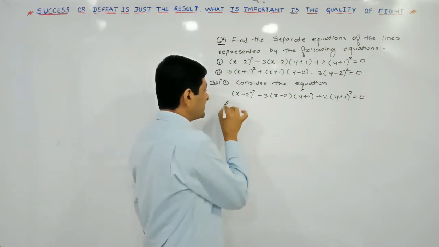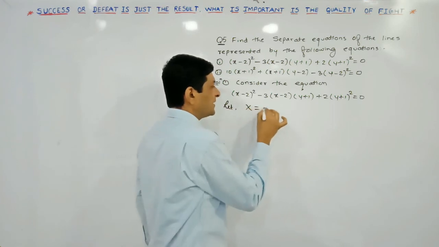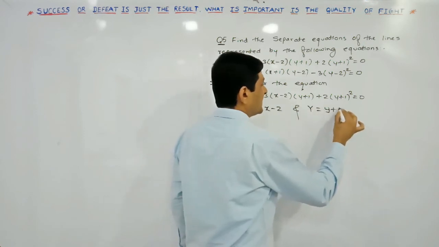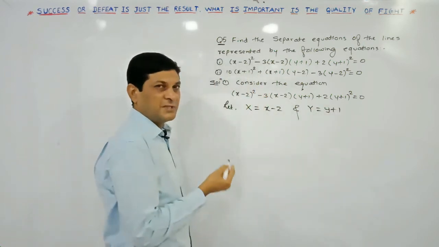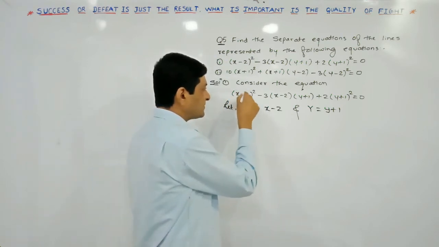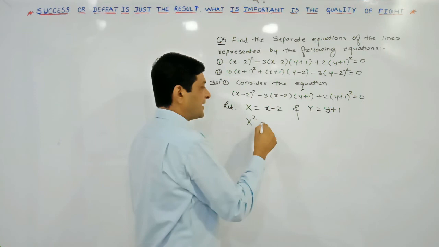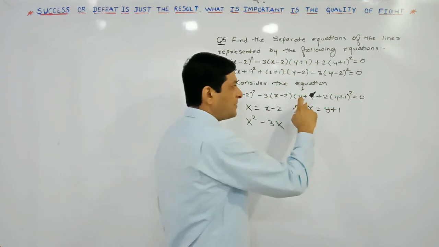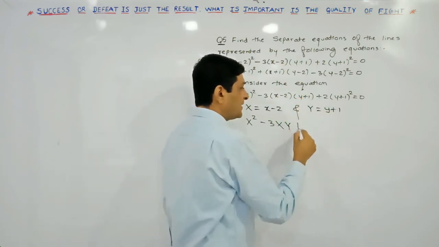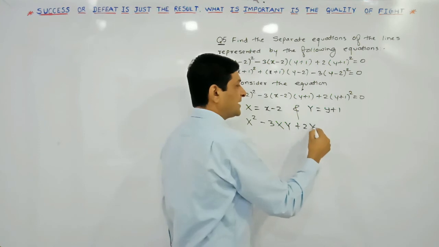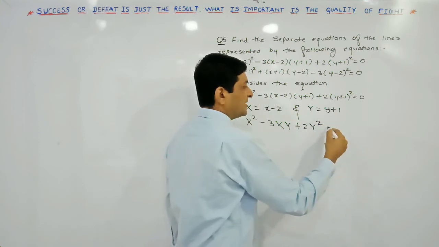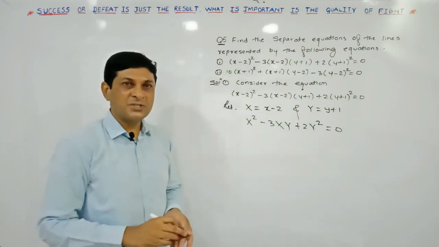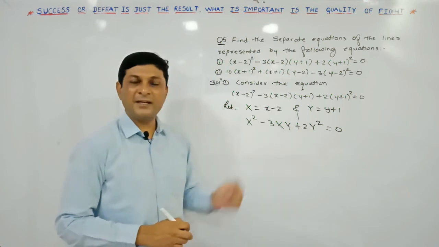So here we are supposing that capital X is equal to x minus 2 and capital Y is equal to y plus 1. If we substitute these values in this equation, replace x minus 2 by what? Capital X. So here we will get X square minus 3, keep it as it is. Again x minus 2 will get replaced by capital X. Y plus 1 we are replacing by capital Y, plus 2, keep it as it is. Again y plus 1 will get replaced by capital Y, equal to 0, keep it as it is. Now easily we can observe that this is nothing but a homogeneous equation of second degree in X and Y.